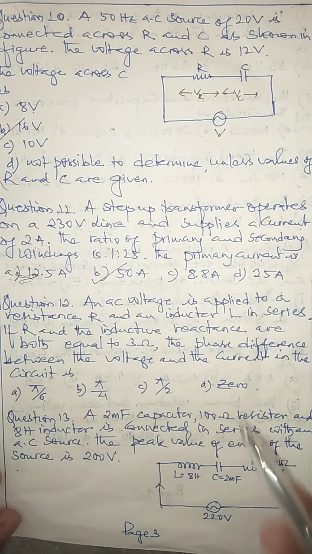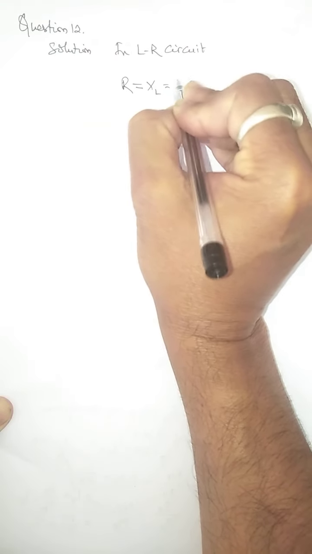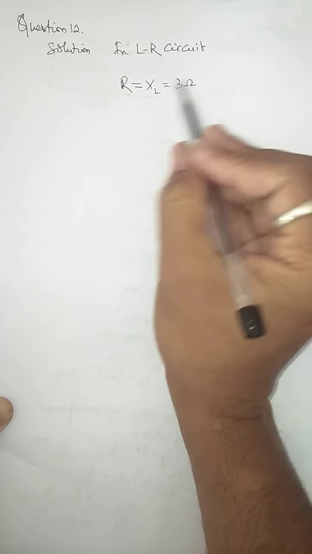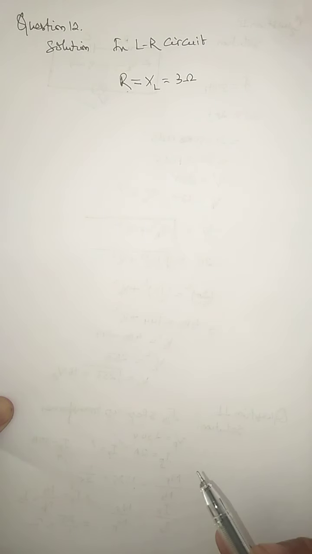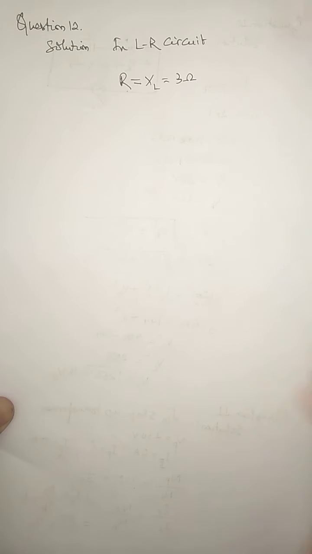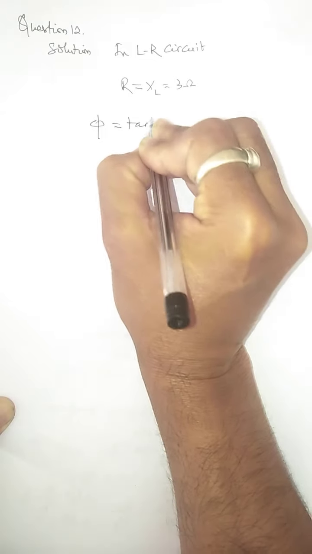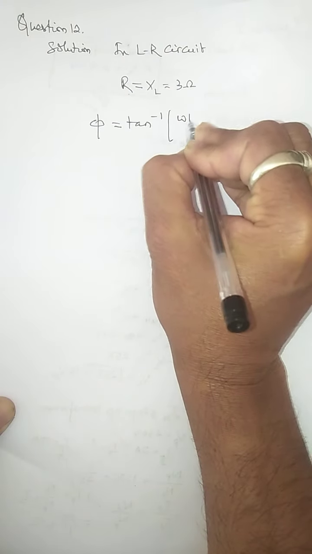Now in order to choose the correct option for the LR circuit, we can simply do the solution of this question. The question says that in an LR series circuit, the resistance value and the XL value are both 3 ohm. Means R is 3 ohm, XL is also 3 ohm. Now what we need to calculate is the phase difference between the voltage and current in the circuit. And the formula is phi equals tan inverse omega L by R.